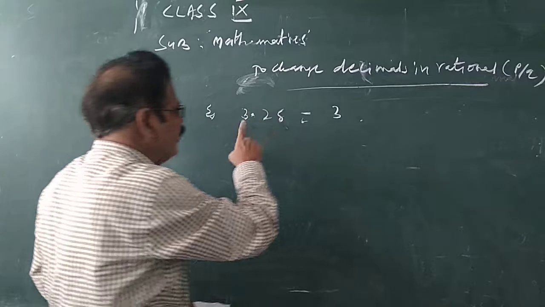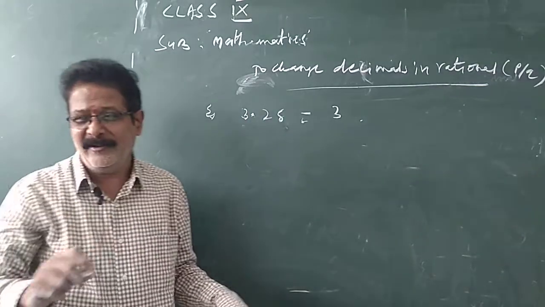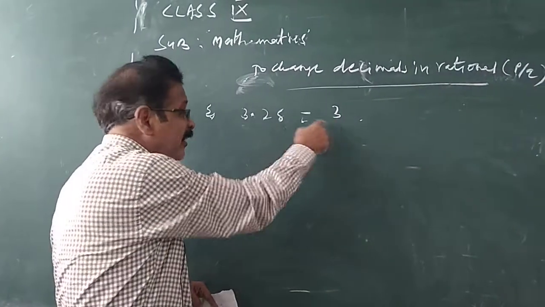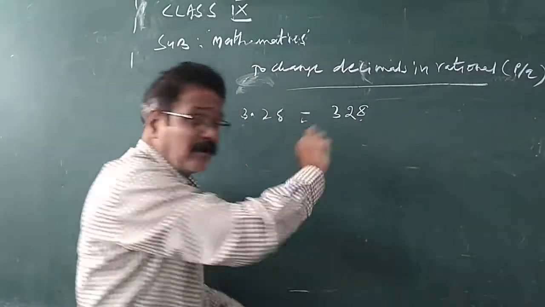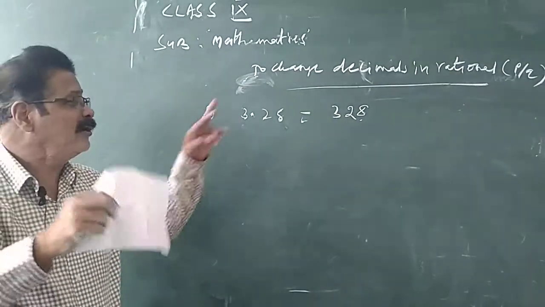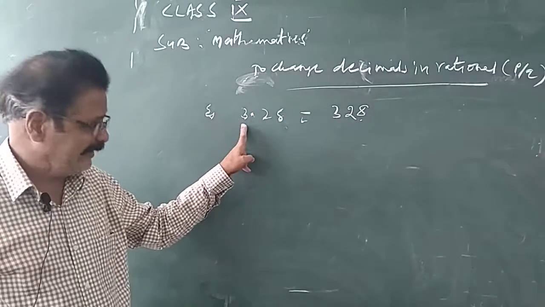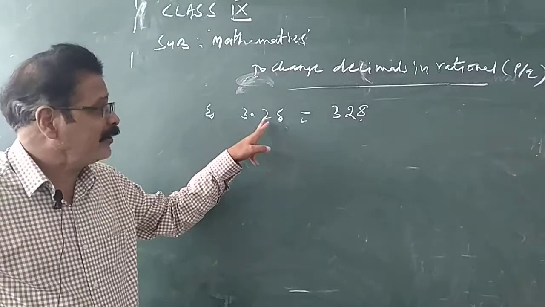Now what do you have to do? The integral part is 3 here. Integral part means whatever number is before the decimal. The integral part is 3. The decimal part is what? 2 8. Put these two together, the integral part and the decimal part. Integral part is 3, and the decimal part is 2 8.